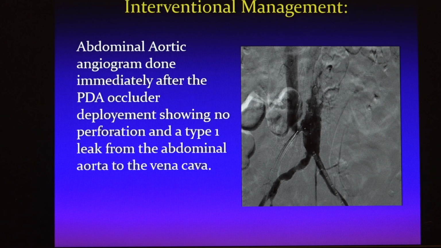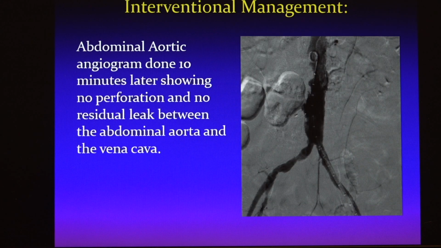So you can see there's some flow between the aorta and IVC, and that is okay. That's even acceptable if this is what we call type 1 leak. This is even acceptable at the end of the case. But what we usually do, we keep this for 10 minutes and take another picture 10 minutes before we release the device. So here you can see, we didn't release the device yet. Basically, you can see there's no flow at all. So this is no residual leak, there's no perforation, there's nothing going on there, so you can release the device.